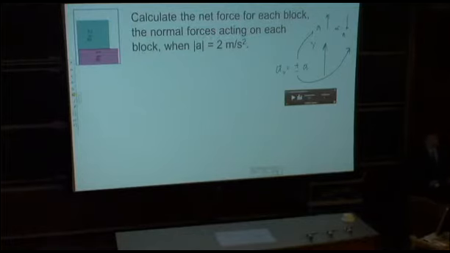How many systems can we choose? Two objects. It doesn't matter if we move them horizontally, like two boxes on a table, or vertically, still the same number of systems, 1, 2, 3. We can choose a system like this, we can choose a system like that, and we can choose the system like this. So we can write three Newton's laws.